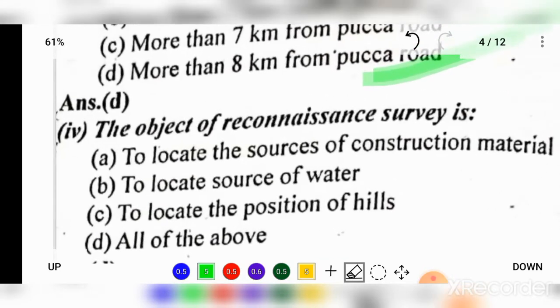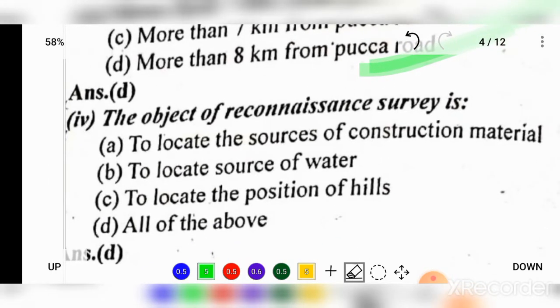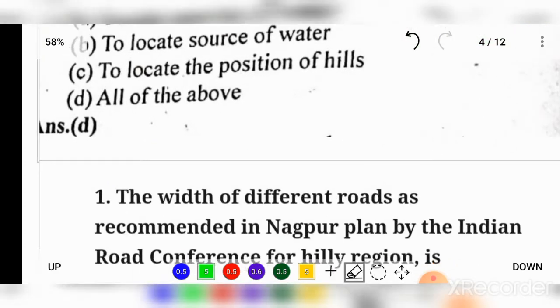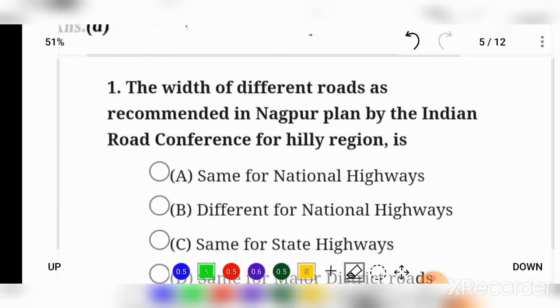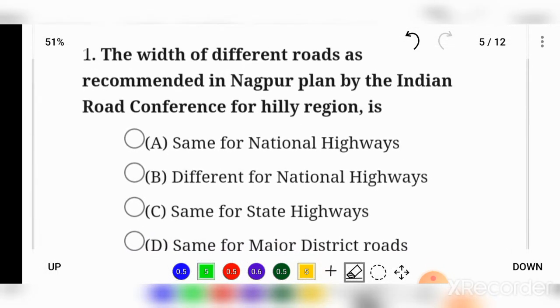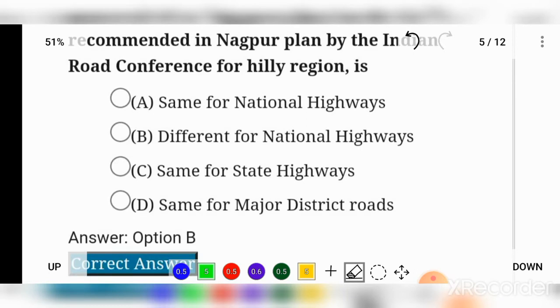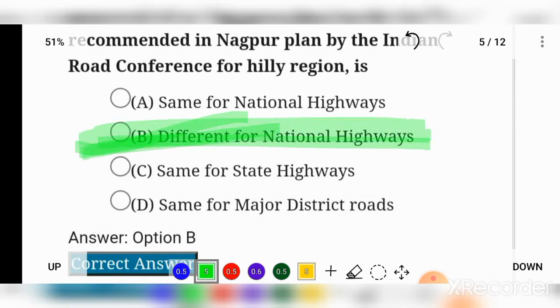The object of reconnaissance survey is to locate the source, which we have just read: to locate the source of water, to locate the position of hills. Right? The width of different roads as recommended in Nagpur plan by the Indian Roads Congress for hilly region is B. It's different for national highway. Different for national highway. Okay. Answer is D. Different for national highway. Right?